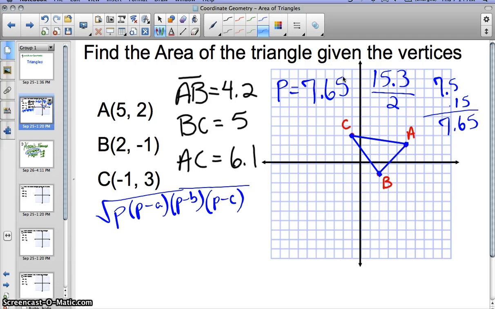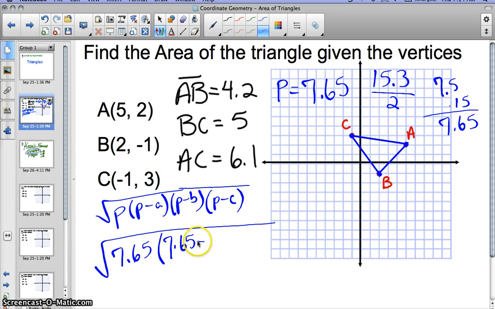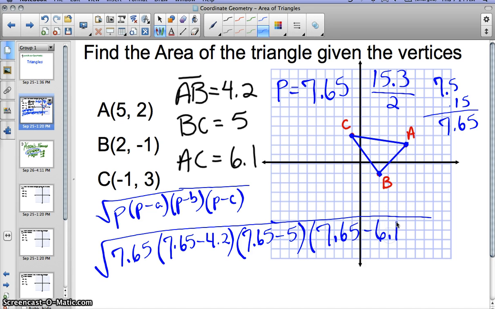Alright, now we just need to plug it in. So, here's our square root. Put in 7.65 as our P, times 7.65 minus A. We said A was AB, so that's 4.2. Times 7.65 minus B, which was BC, which is 5. Times 7.65 minus AC, which was 6.1.